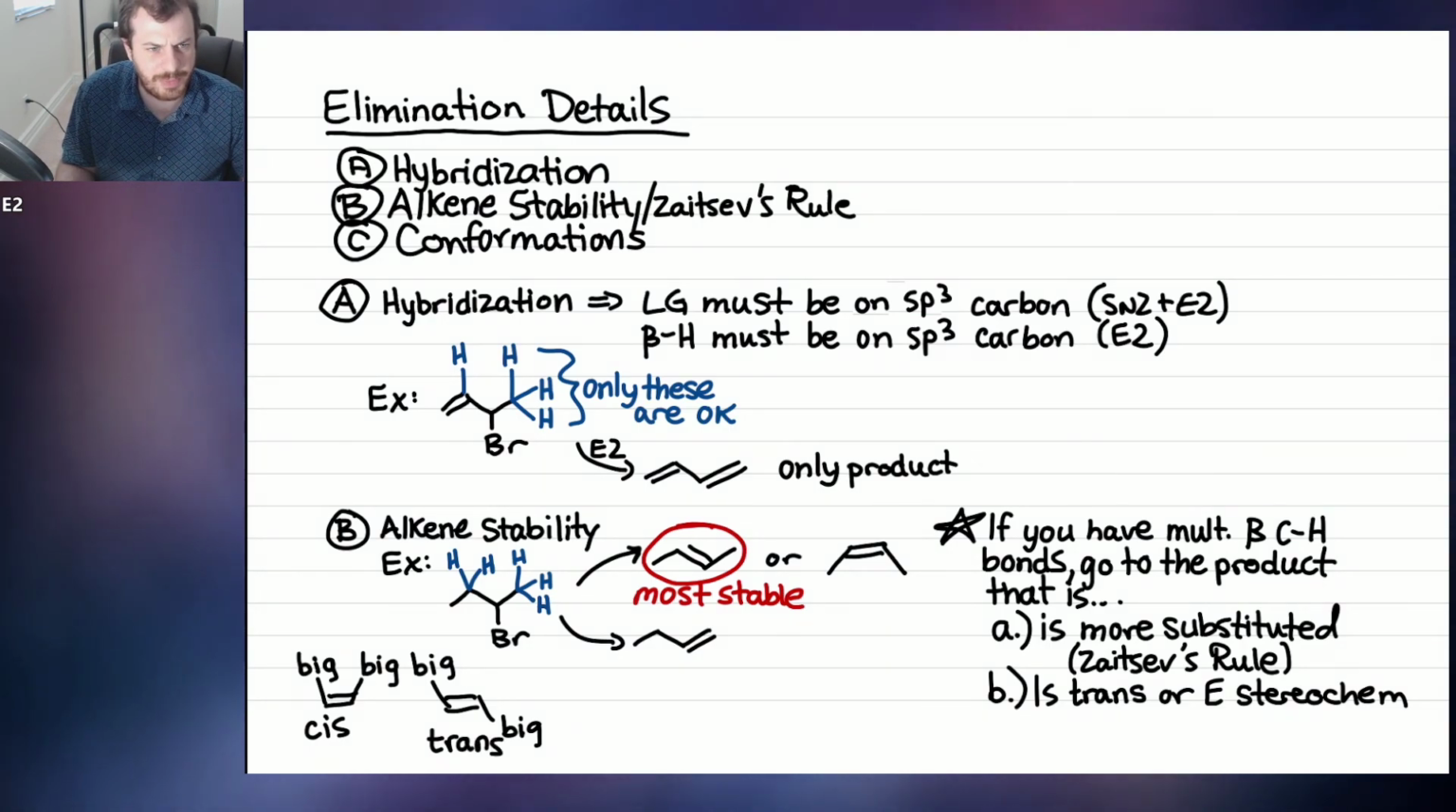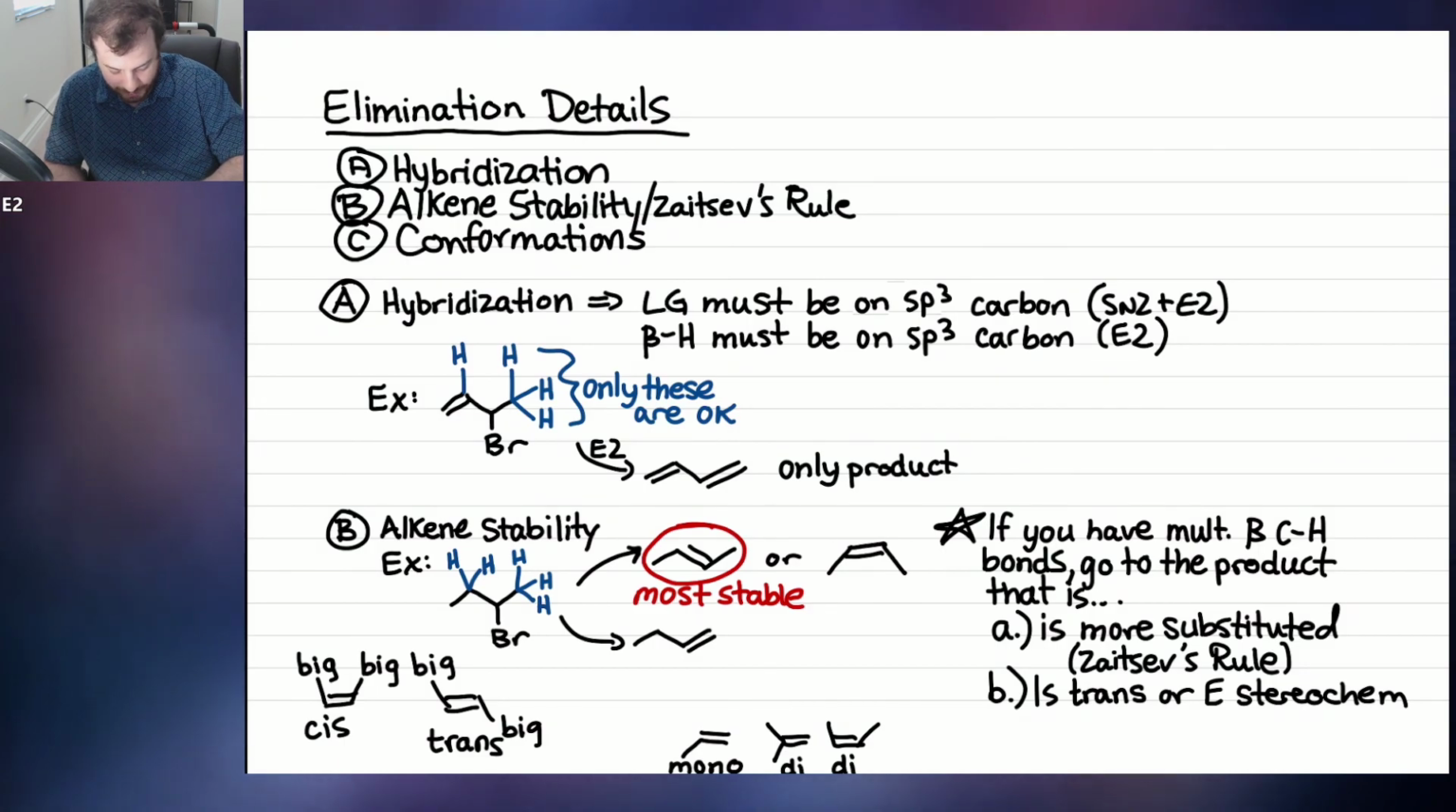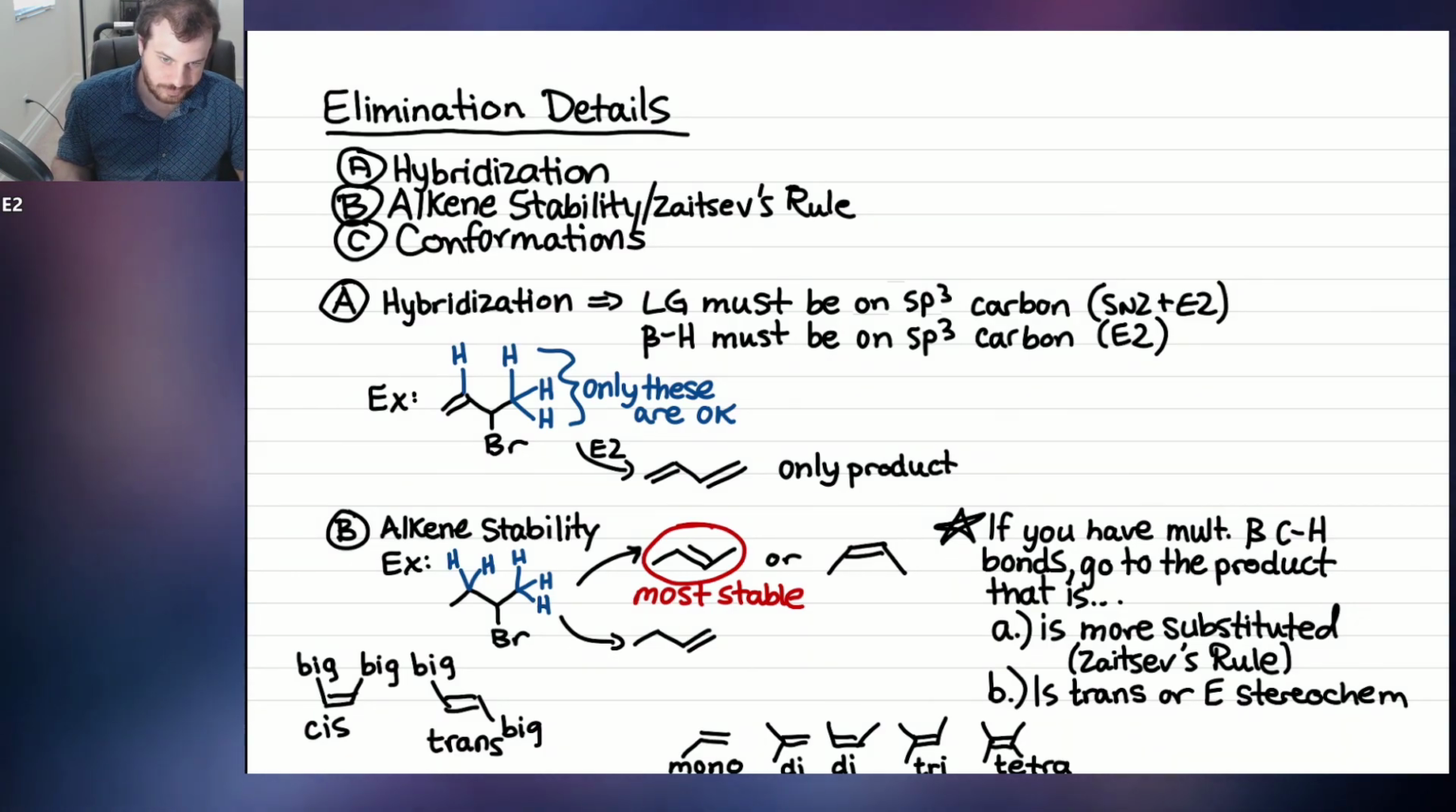And then you may sometimes hear me use words to describe the substitution of alkenes. So this alkene is considered monosubstituted because there's 1 carbon attached. This alkene is disubstituted. This alkene is also disubstituted. You could have a trisubstituted alkene with 3 carbons attached to it. And you could even have a tetrasubstituted alkene with 4 groups attached. So it turns out that tetrasubstituted alkenes are more stable than monosubstituted alkenes. It turns out that CH bonds in alkenes are pretty high in energy, so it's better to have more carbons attached to an alkene.